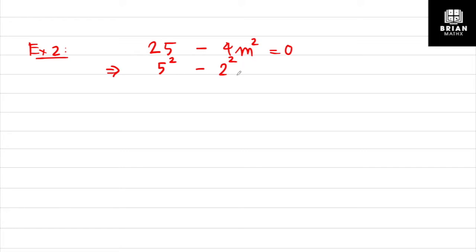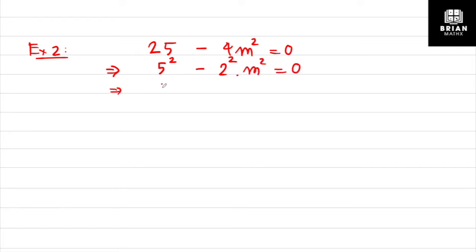I want to give you the second example. Here, you will have 25 minus 4m squared equal to 0. So how can you solve this one? I will use factorizing by the difference of squares. 25 is very easy to figure out. You can write here 5 squared minus, how about 4 and m squared? 4 is 2 squared and m is m squared, unchanged.